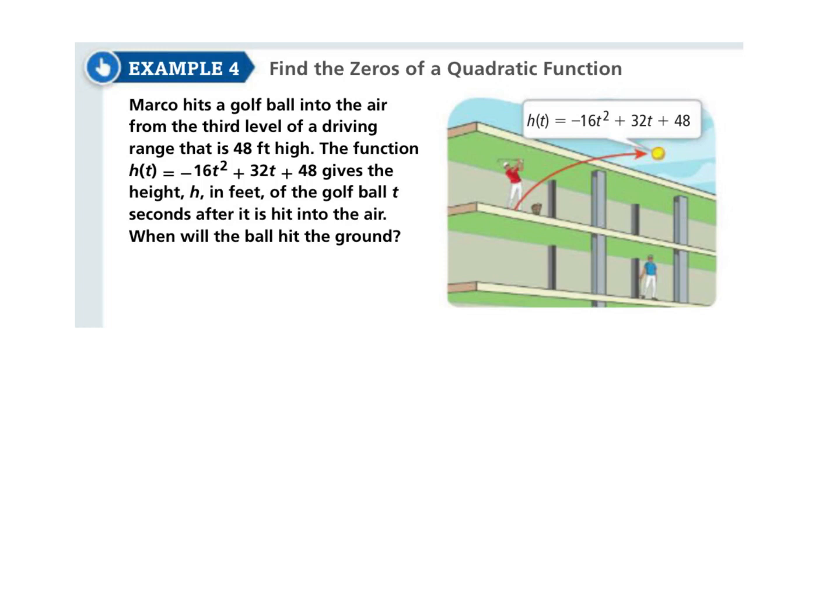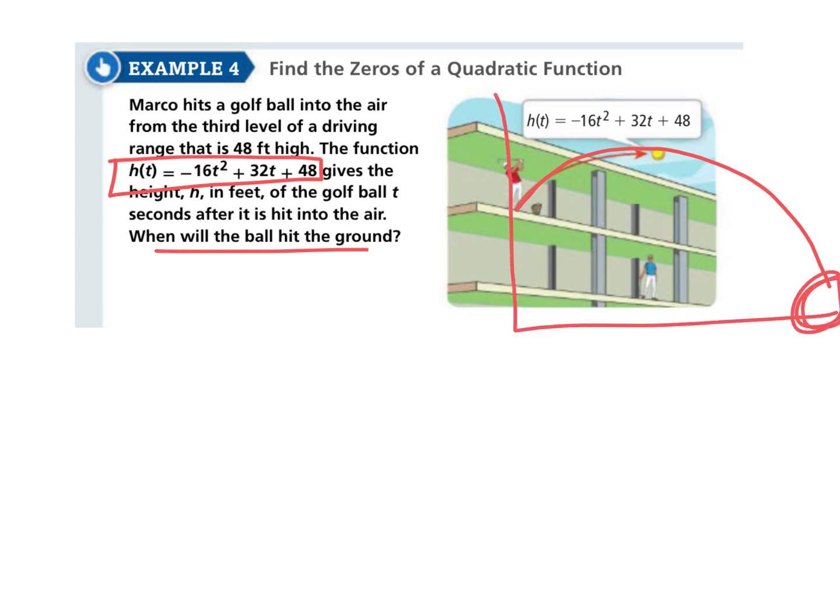All right, so in this example, if you will pause and read the word problem, you notice that this gives us an equation, and this is asking when will the ball hit the ground. So we kind of looked at problems like this yesterday. We've got a ball that's going up, and if we look at the graph of it, we're looking for when it hits the ground, which means we're looking for when the y is 0. So we're going to start by setting our equation equal to 0. So -16t squared plus 32t plus 48 equals 0.